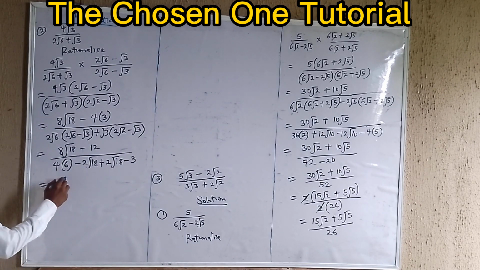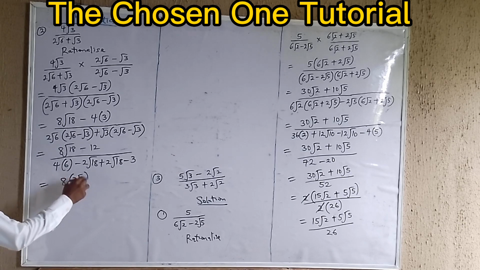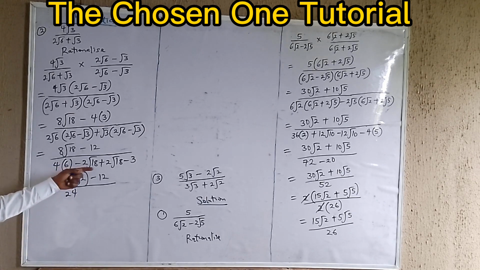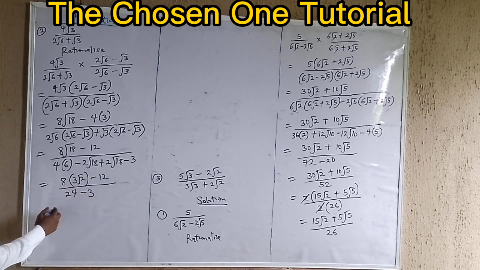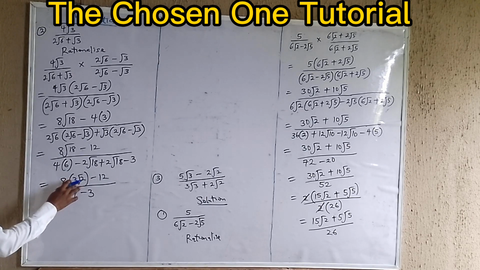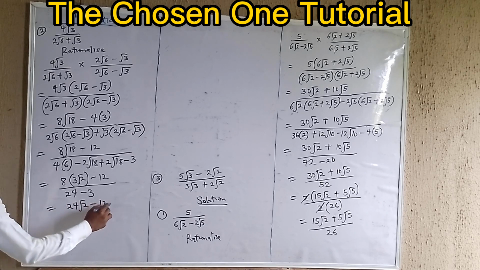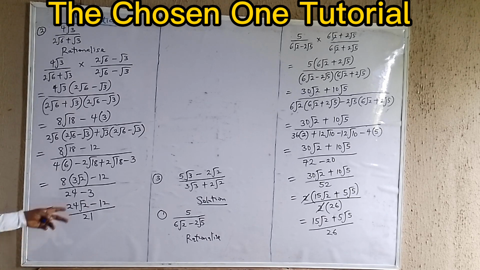So we are going to have 8 in bracket of 3 root 2 minus 12 over 4 times 6, that will give us 24. Minus 2 root 18 plus 2 root 18 will give us 0. So we are going to have minus 3. And 3 times 8 here will give us 24 root 2 minus 12 over 21. And the common factor here is 3.